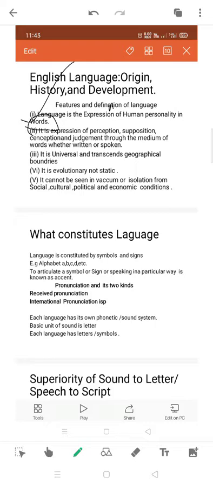So in another definition, we can say that language is expression of perception, supposition, conception, and judgment through the medium of the word, whether written or spoken. Here, two words should be focused. One is written and the other is spoken. There are two methods of expression, script and oral, we can say.